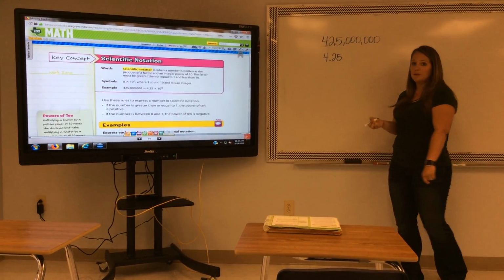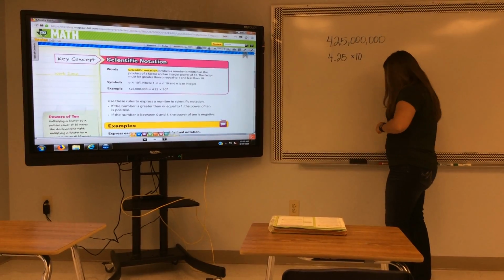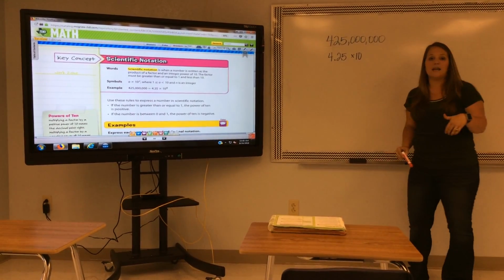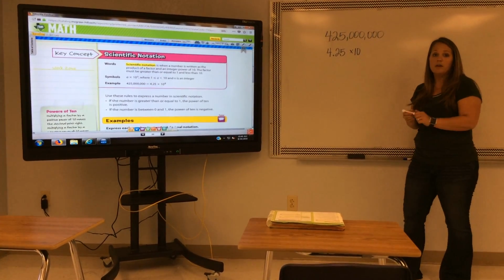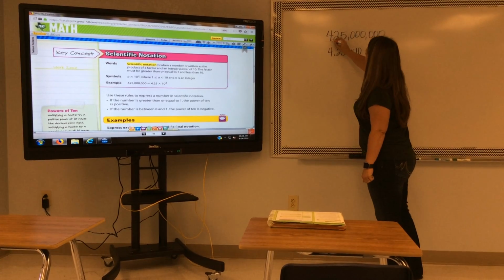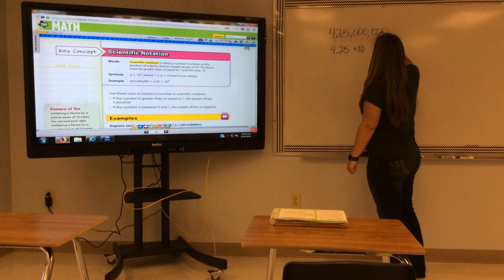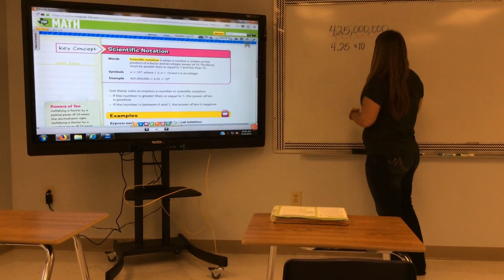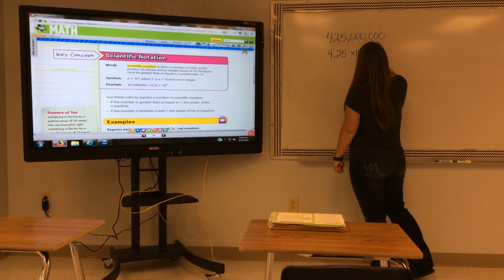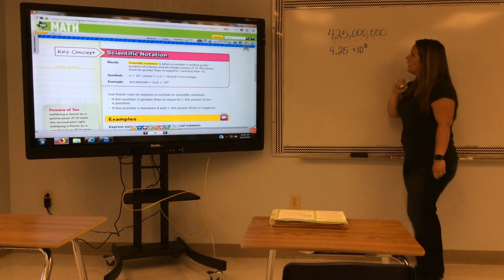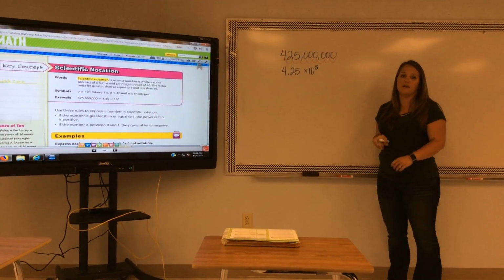I always multiply by 10 in scientific notation. And then I need to determine how many times I need to move a decimal from here to turn it into this number. And all I have to do is count it out. 1, 2, 3, 4, 5, 6, 7, 8. So I'm going to raise this to the 8th power. And that is how I can represent this number in scientific notation.